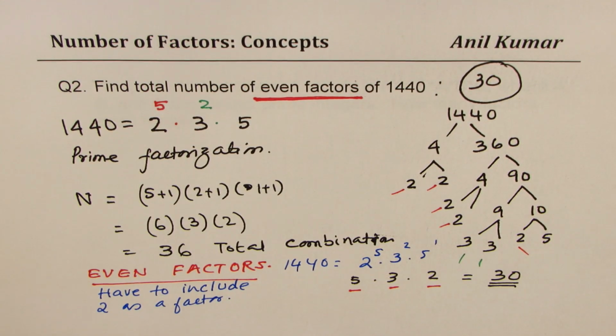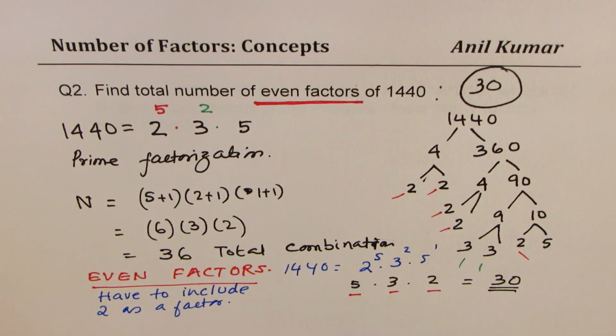Since you have to include 2, the choice of not including 2 is not there. So if there are 5 2's, you could have either 1 2, 2 2's, 3 2's, 4 2's, or all 5 of them. So you got 5 choices. Not selecting 2 will result in an odd factor, which is not part of our solution. So I hope that makes sense, right? So with this, let's move on to the next question.